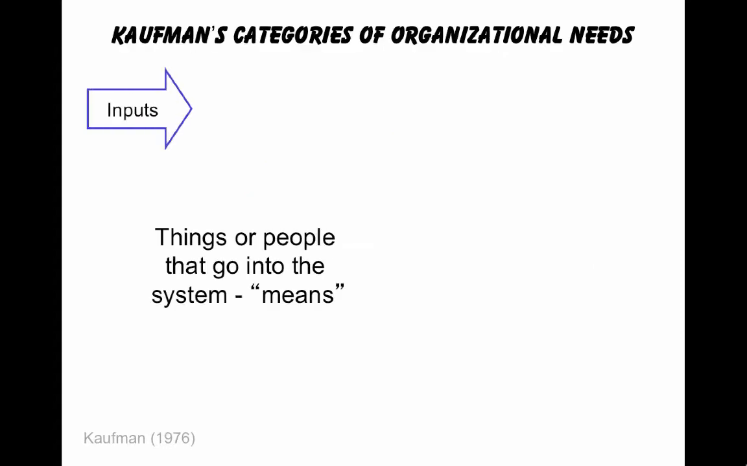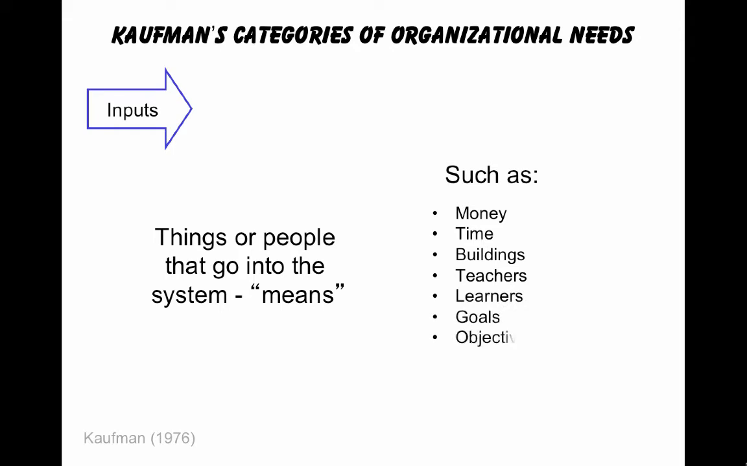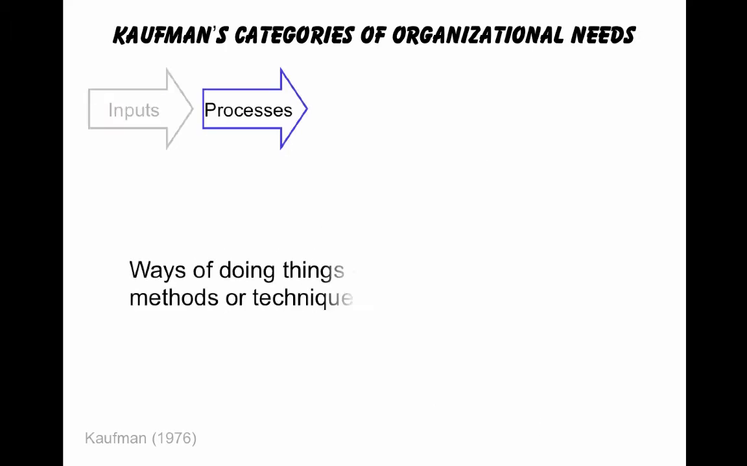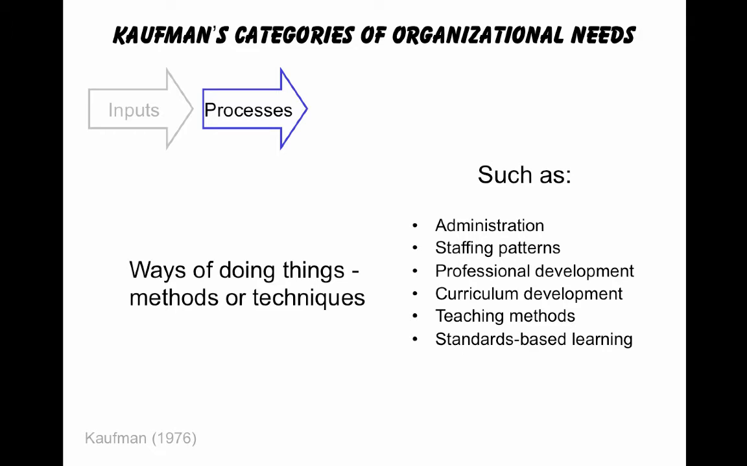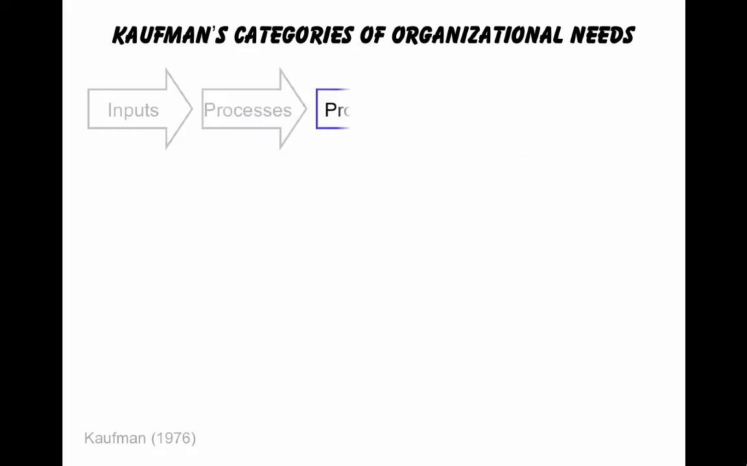The first of these are inputs. These are things or people that go into the system, or the means, such as money, time, buildings, teachers, learners, goals, objectives, policies, curriculum, materials, and equipment. Next are processes. These are ways of doing things, methods, or techniques, such as administration, staffing patterns, professional development, curriculum development, teaching methods, standards-based learning, and technology integration. Next are the products.